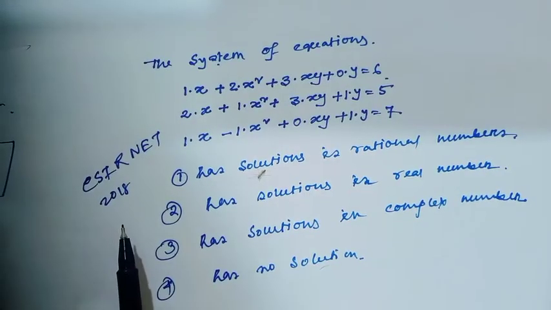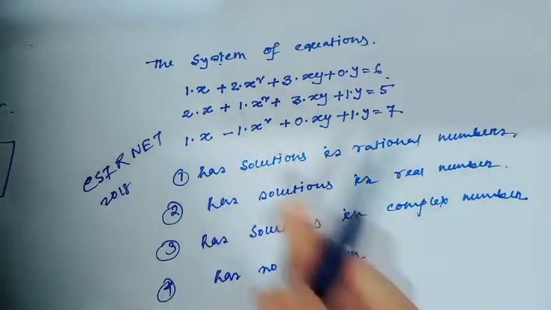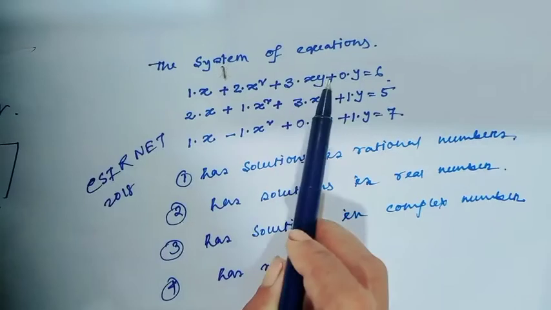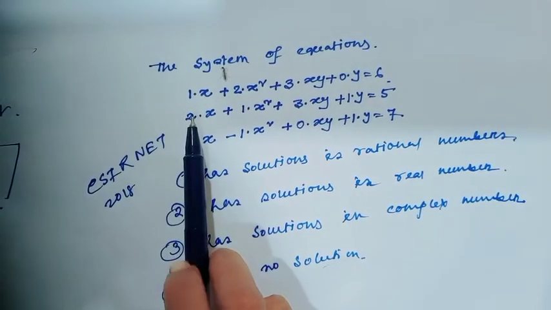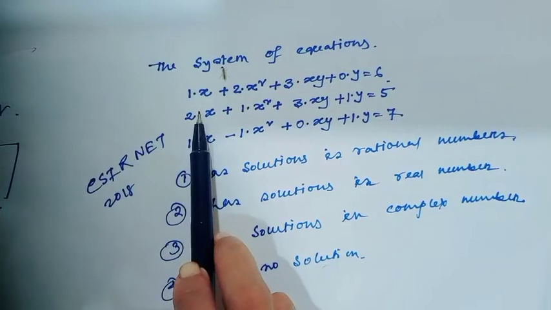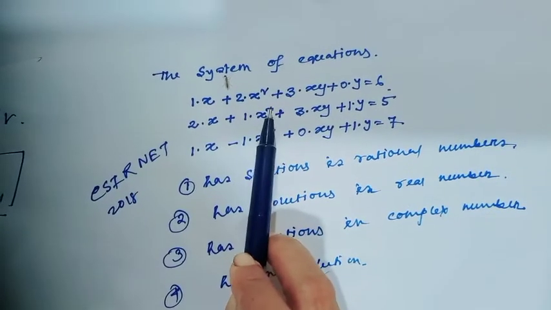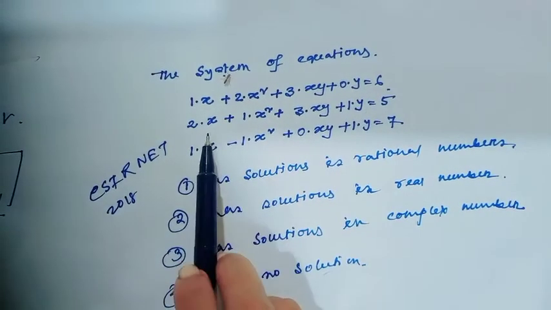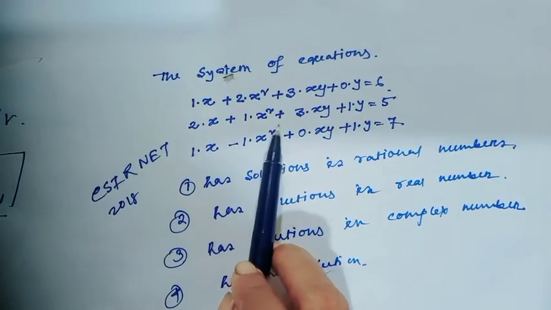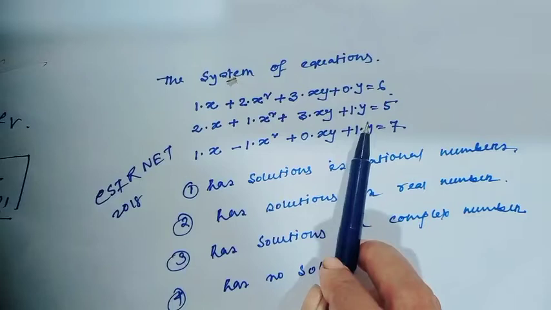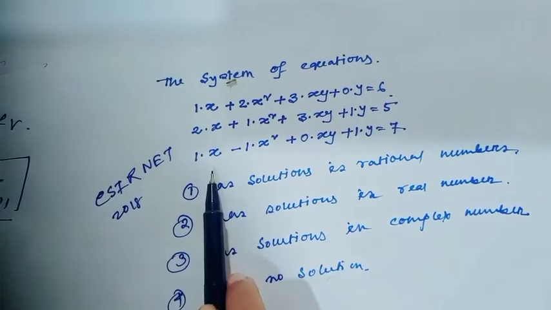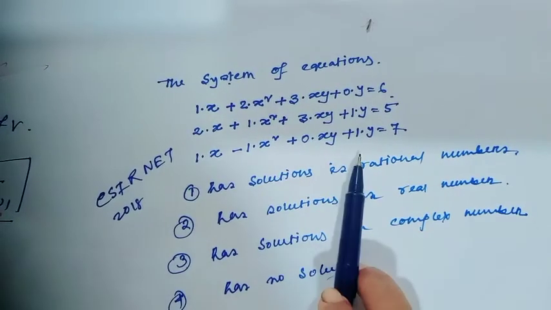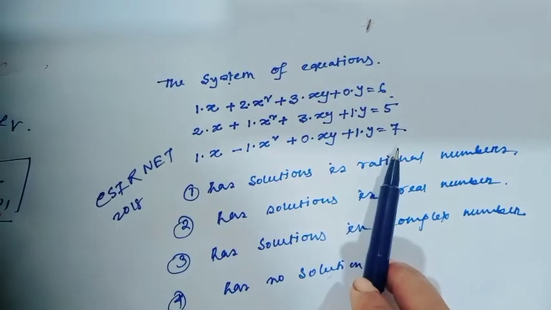Now I will take one question which came in the CSIR NET 2018 exam. The question is: the system of equations defined as 1.x plus 2.x square plus 3.xy plus 0.y equal to 6, here 2.x plus 1.x square plus 3.xy plus 1.y equal to 5, and here 1.x minus 1.x square plus 0.xy plus 1.y equal to 7.